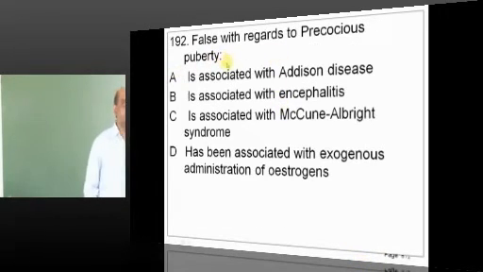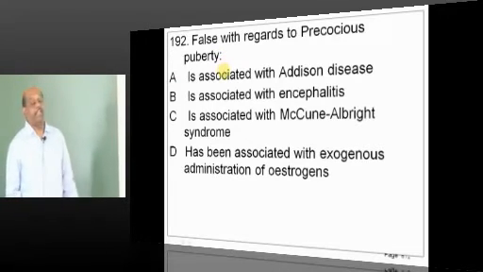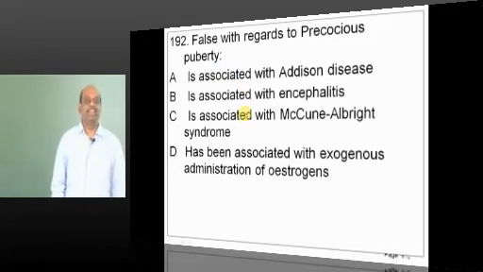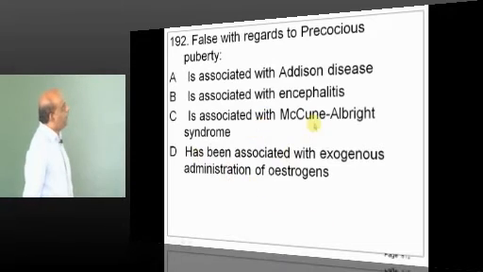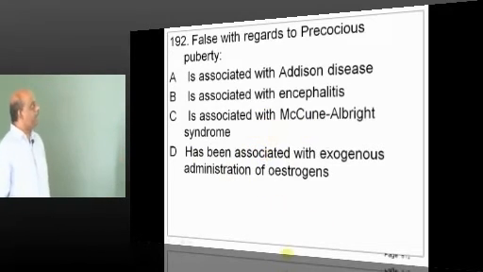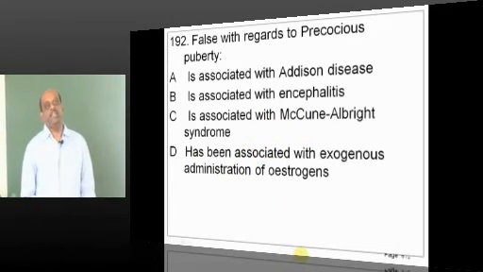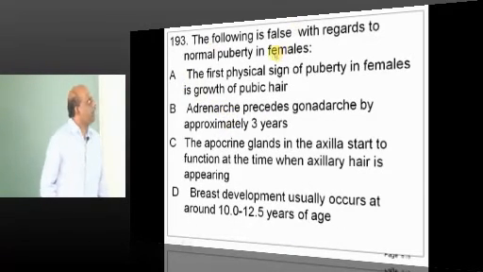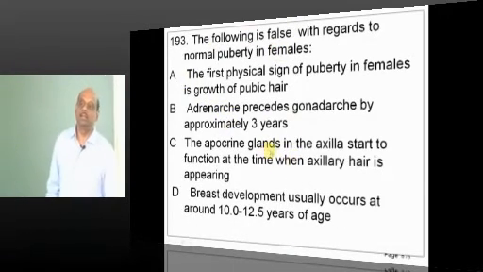Precocious puberty. Oh, thank God, I was afraid. False was there or not. It is there, yeah. It will be there in Cushing's, not in Addison's. It will be there in Cushing's, McCune Albright, encephalitis, or if you give exogenous estrogens. Then what is wrong about normal puberty?